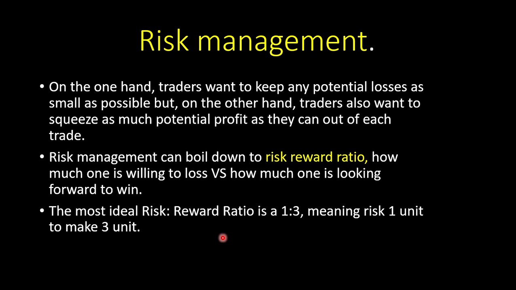So risk management can boil down to what we call risk reward ratio. Risk reward ratio is simply how much you're willing to lose versus how much you're looking forward to win. The most ideal risk reward ratio is 1 to 3, meaning you're risking, for example, $1 to make $3. This is the most ideal ratio because the market will usually move in a 1 to 3 kind of setup. It's easy to catch such moves and it actually helps a lot.